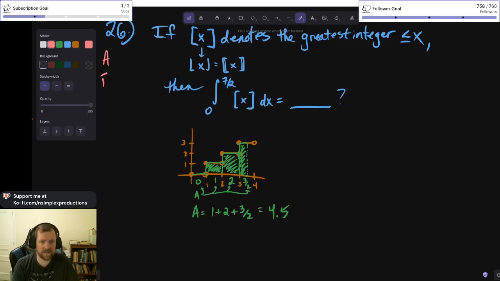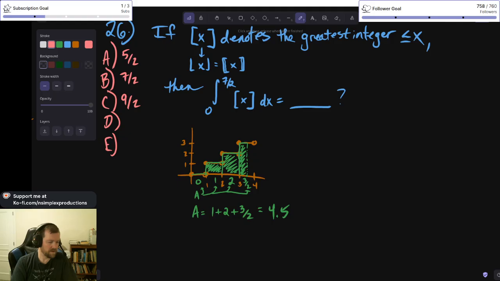The possible answers for this were 5 halves, 7 halves, 9 halves, 17 halves, 37 halves, which, oh gee, lucky for us. Right, we do have our answer. 4.5, or 9 over 2, is going to be right there.